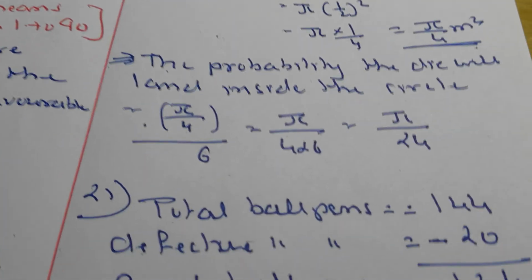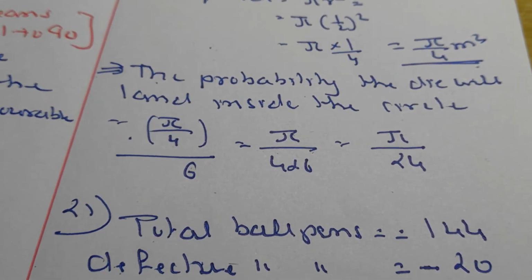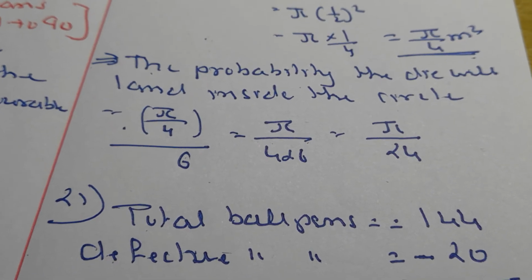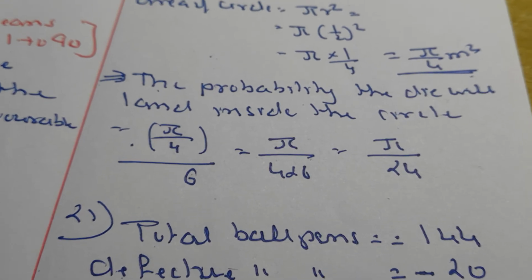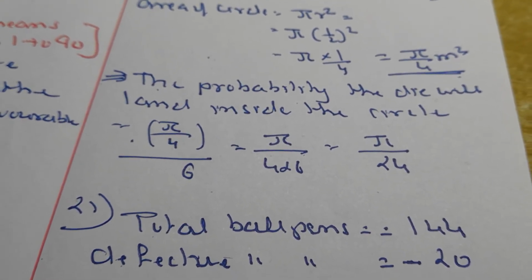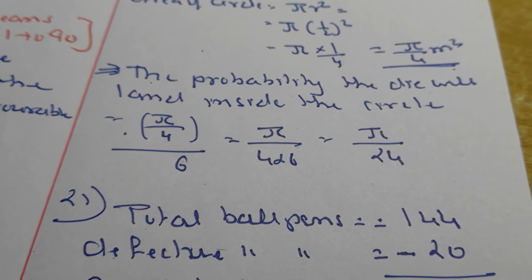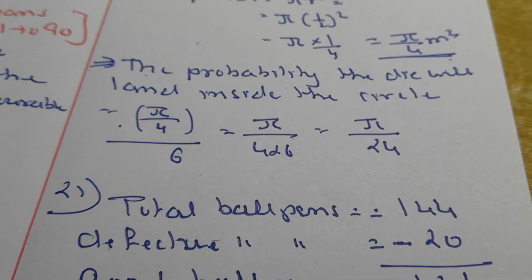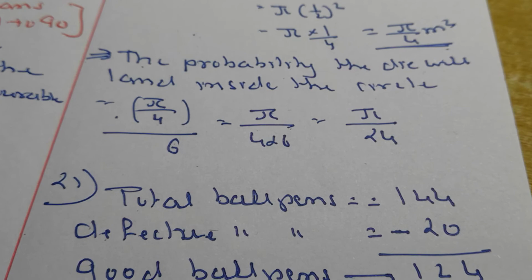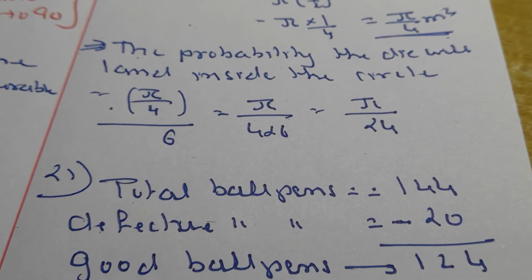Now we have to find out the probability that the dice will land inside the circle. So the outcome favorable for the event is pi upon 4. So we are going to write pi upon 4 upon 6. That is the favorable outcome upon total outcome. That is pi upon 24.